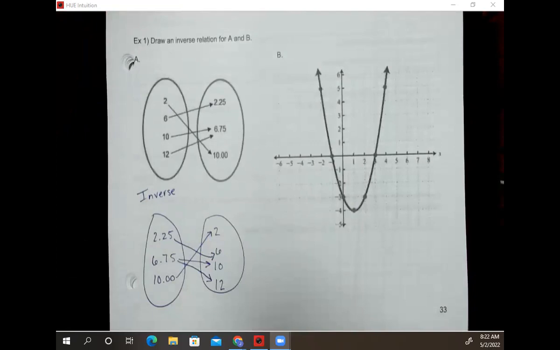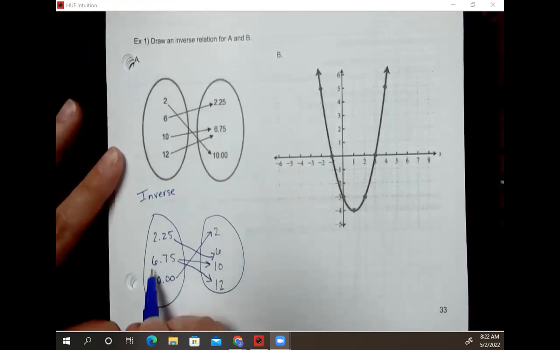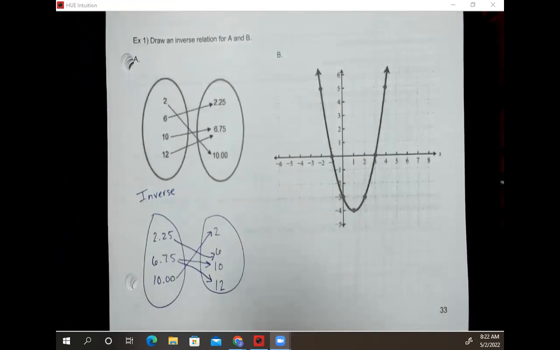That's my inverse relationship. Now notice I said relationship. This would actually not be a function because 6.75, our one input, has two different outputs, but that's okay. We're just looking at a mapping here to get the idea of what an inverse relationship is. And then we'll talk about the functions a little bit later.